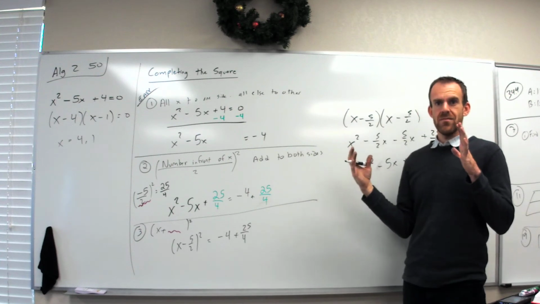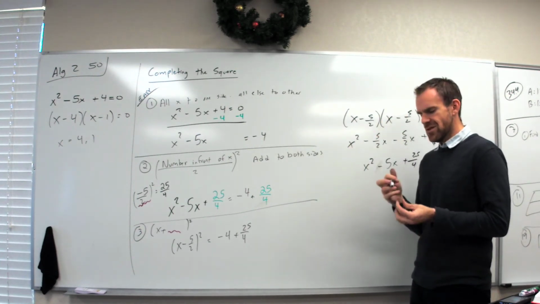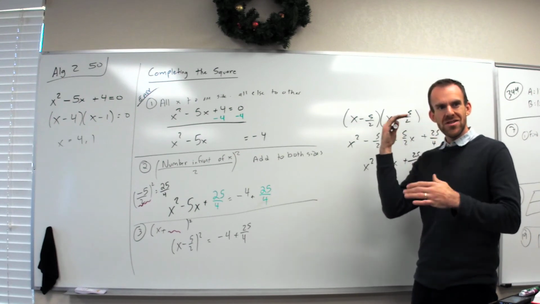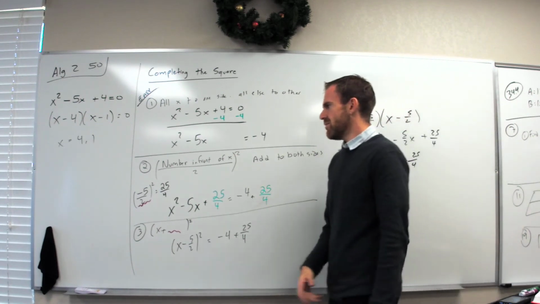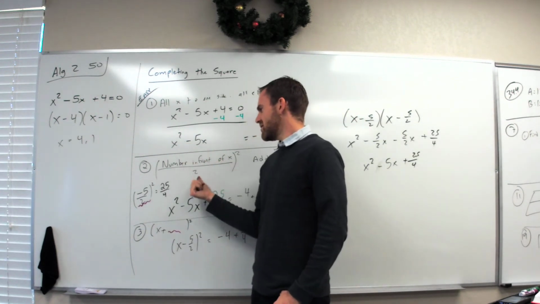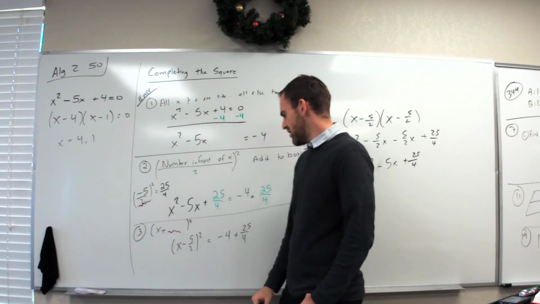They just are. How did I get that? I'll show you later for those people who actually care. But if you're just like, I need to know the steps and I'll do it and that's it, this is what you do. You take the number in front of the x, divide it by 2 and square it, add that to both sides, and you end up with this.